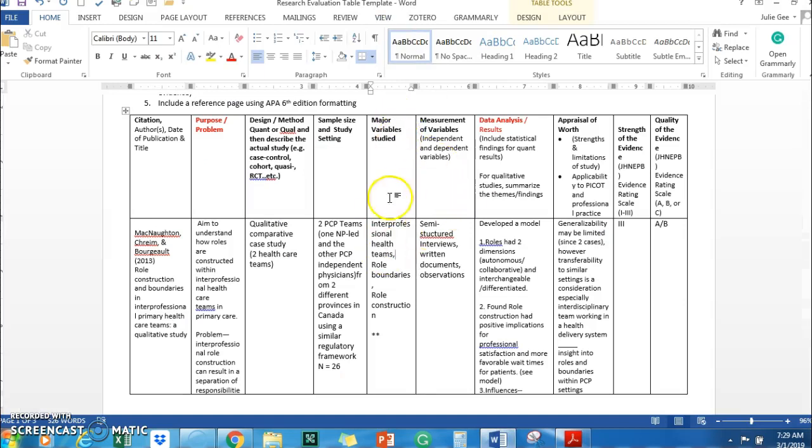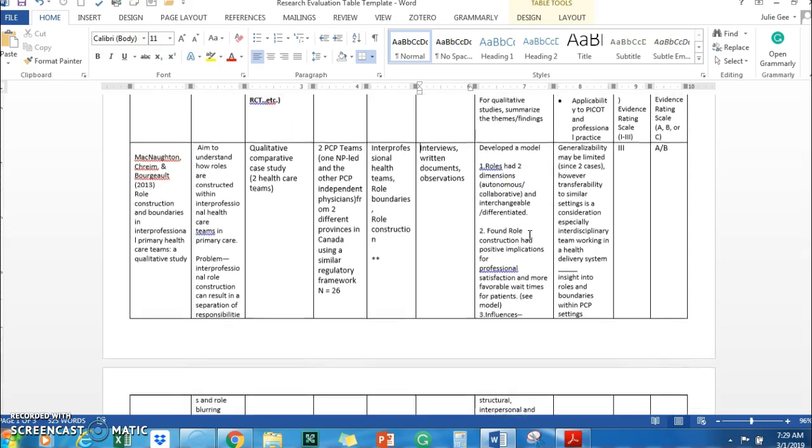Okay, so here were, again, the major variables. For the measurement of the variables, I just wrote in there that it was semi-structured. I don't know where I got that. You just need to write interviews, written documents, and observations. For your lit review, you'll go into a little bit more detail about that. Okay, so the data analysis, which is results, too. Oh, here's the results. Quant is your statistical findings. Qualitative is your themes and all that.